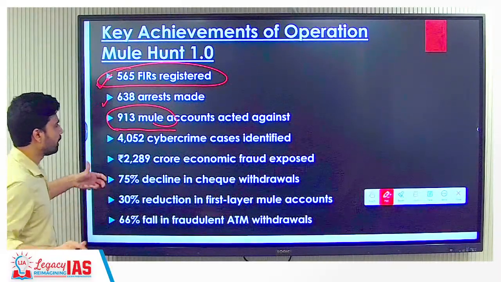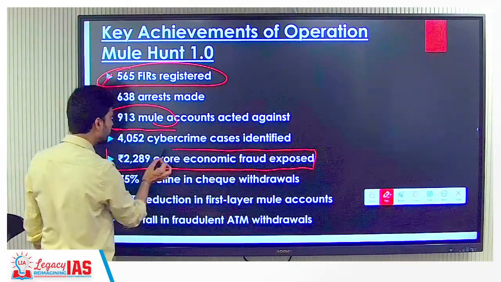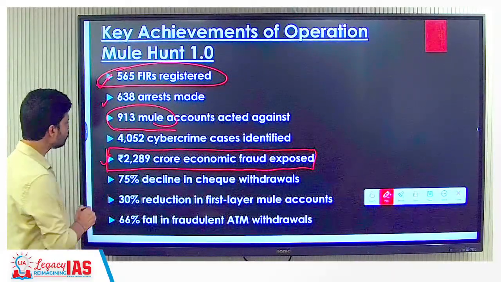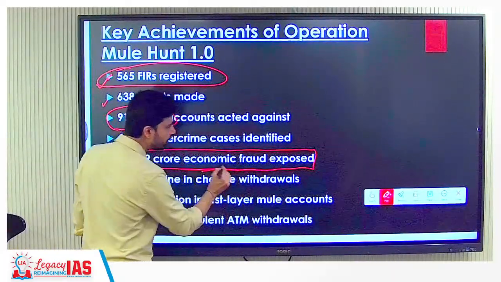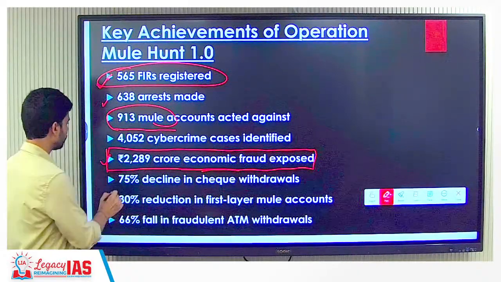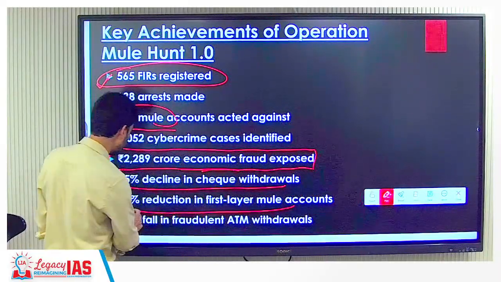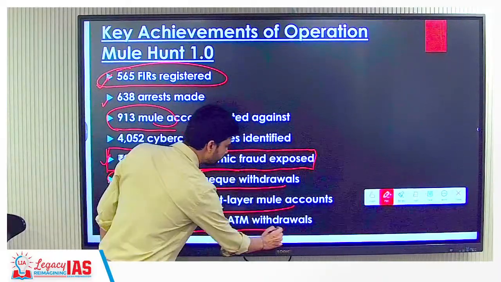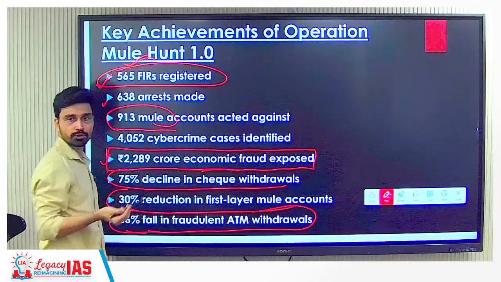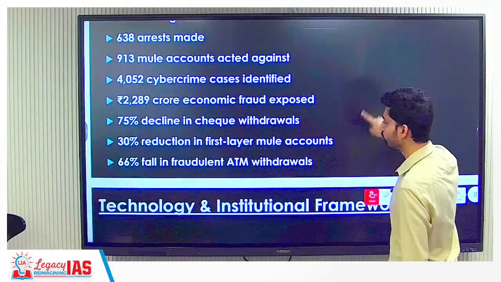Okay, and if you look at this value, this is the most significant value. If you have to add one data point to your general studies answer, which data should I add? This one. Almost 2,300 crore of economic fraud was exposed by this particular operation. We are seeing a 75% decline in cheque withdrawals, a 30% reduction in first layer mule accounts, and a 66% fall in fraudulent ATM withdrawals. All because of which operation? Operation Mule Hunt 1.0. These are some of the successes and achievements to show.